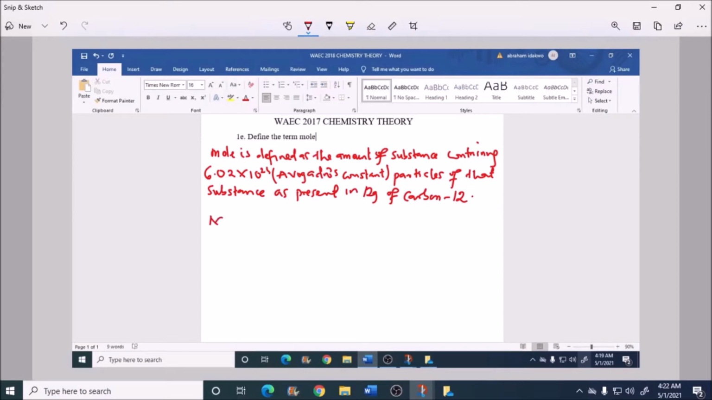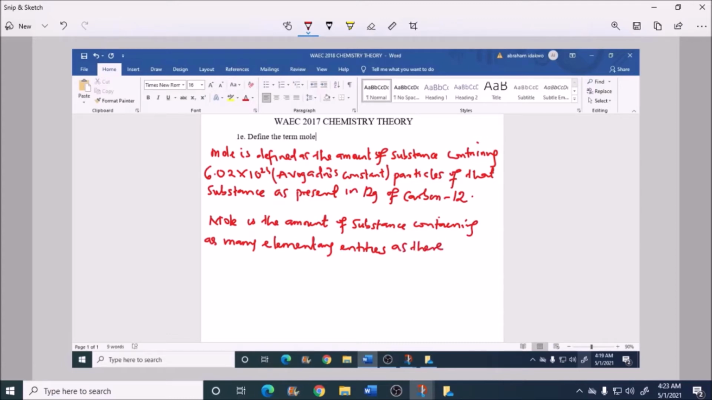Or you can still say that mole is defined as the amount of substance containing as many elementary entities as there are atoms in 12 gram of carbon 12.